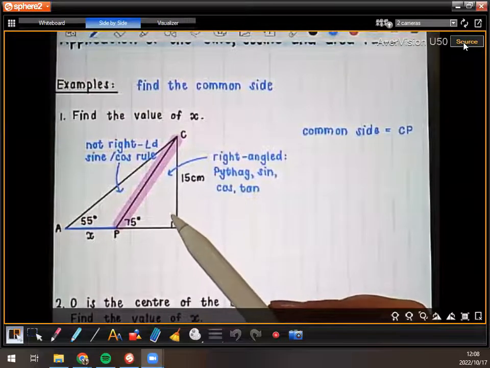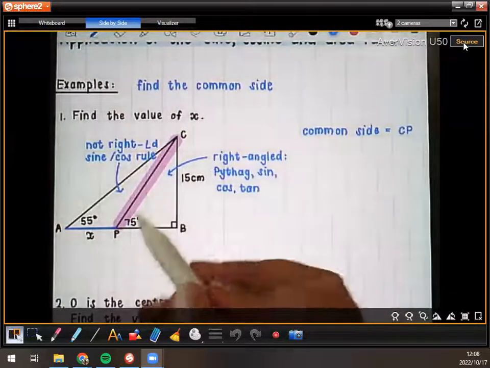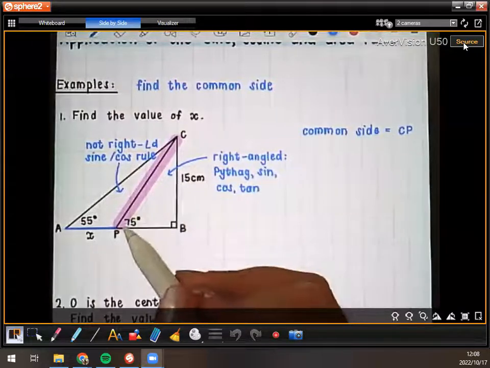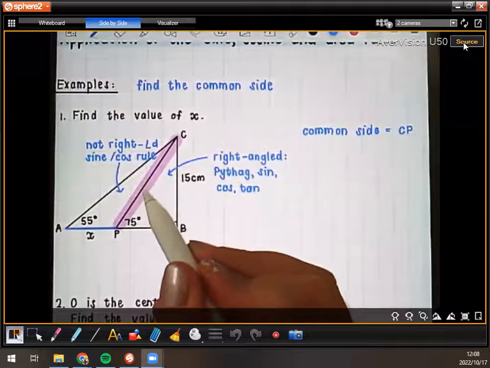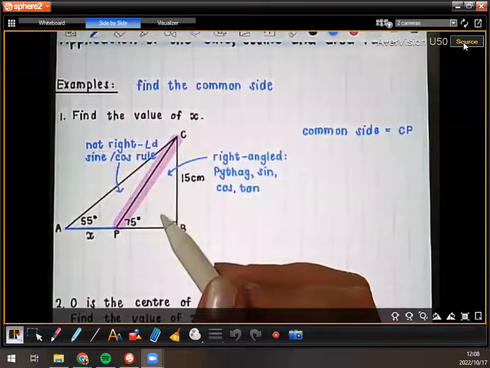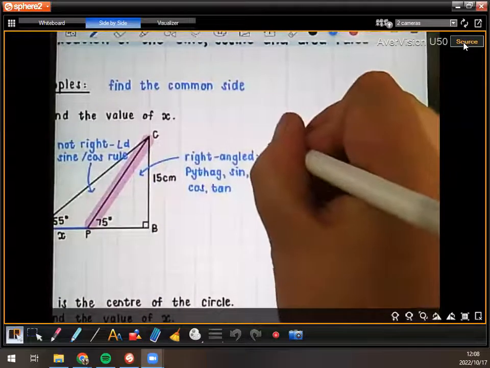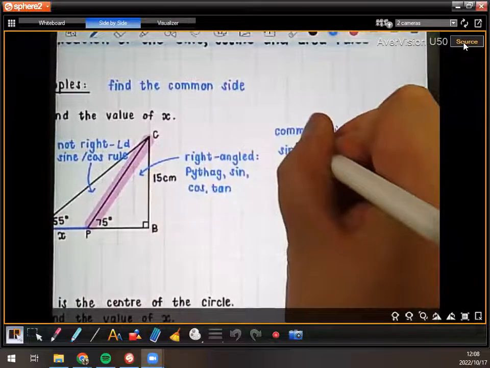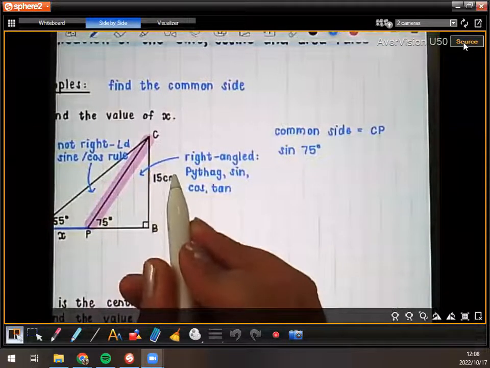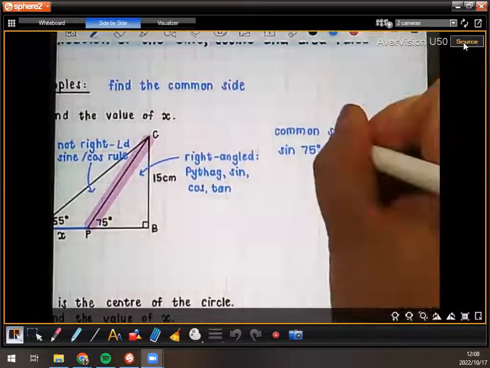Then we maybe use sine. What is sine again? Sine is opposite over hypotenuse. So we have 75 degrees here. Do we have the opposite side? Yes. And what side is here? It is the hypotenuse. So in this triangle, because it's a right angle triangle, we can actually use sine to find CP. So I'm going to write here sine of 75 degrees is opposite over hypotenuse, so 15 over CP.